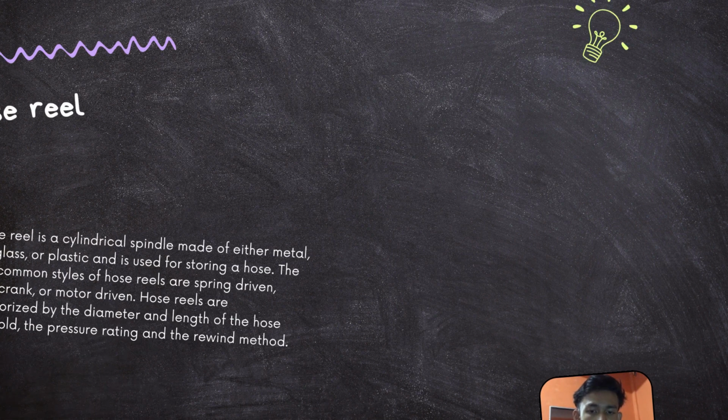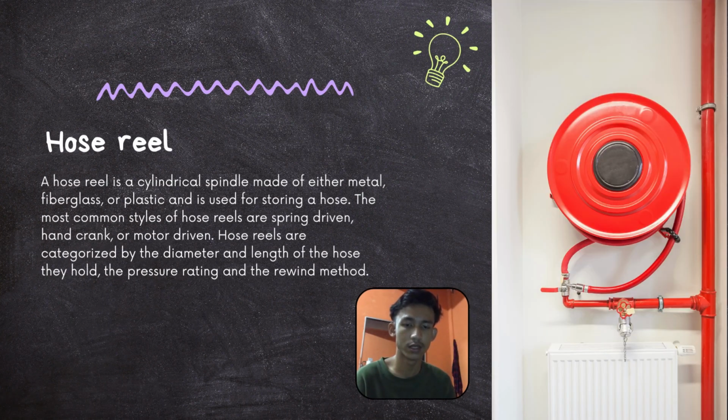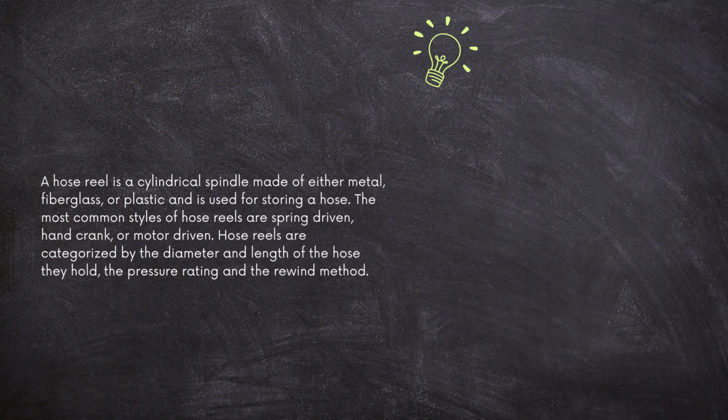Next, the hose reel. A hose reel is a cylindrical spindle made of either metal, fiberglass or plastic and is used for storing a hose. The most common styles of hose reel are spring driven, hand crank or motor driven. Hose reels are categorized by the diameter and length of the hose they hold, the pressure rating and the rewinder type.